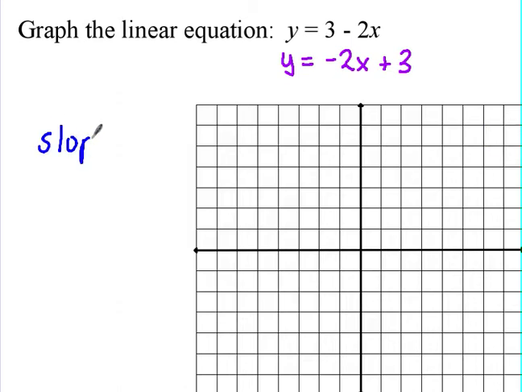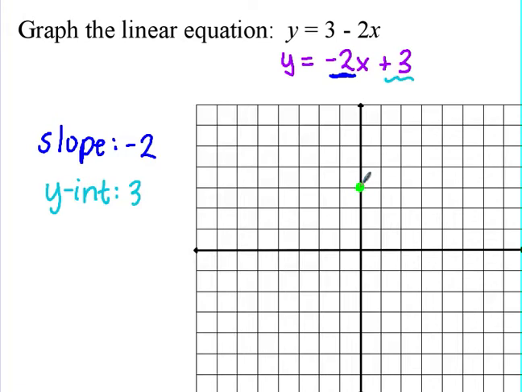The slope is -2. That is the coefficient of the x. So here's my slope. My y-intercept is what? 3. So I'm going to go ahead and graph my equation using those two things. So a y-intercept of 3 means I'm going to put a dot at 3 on the y-axis.